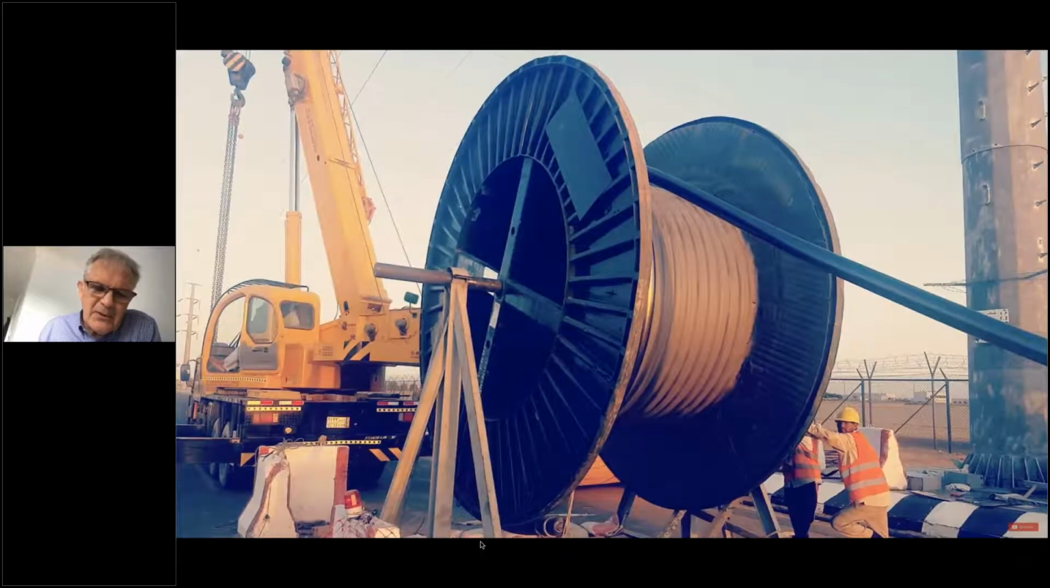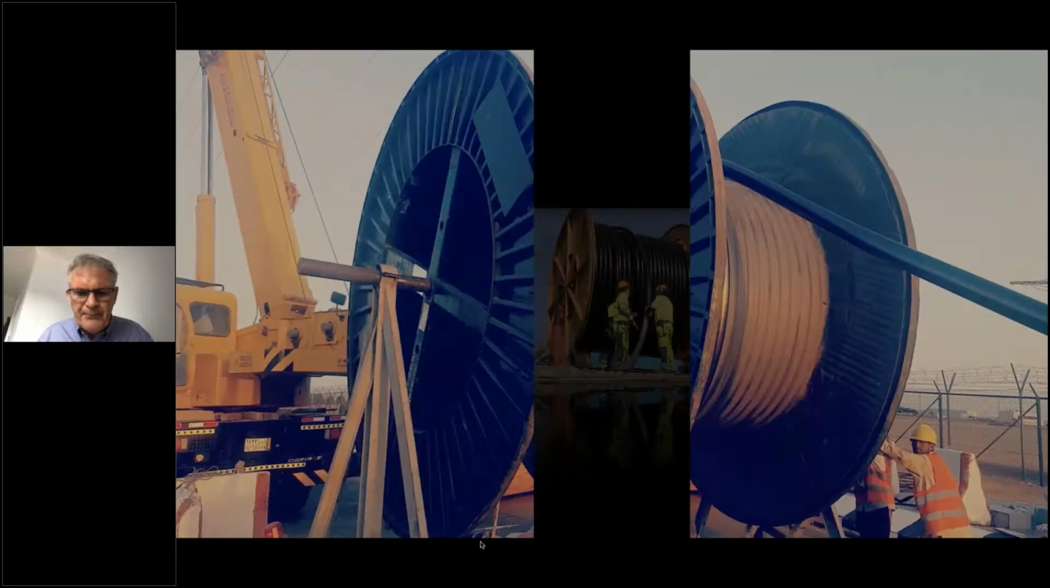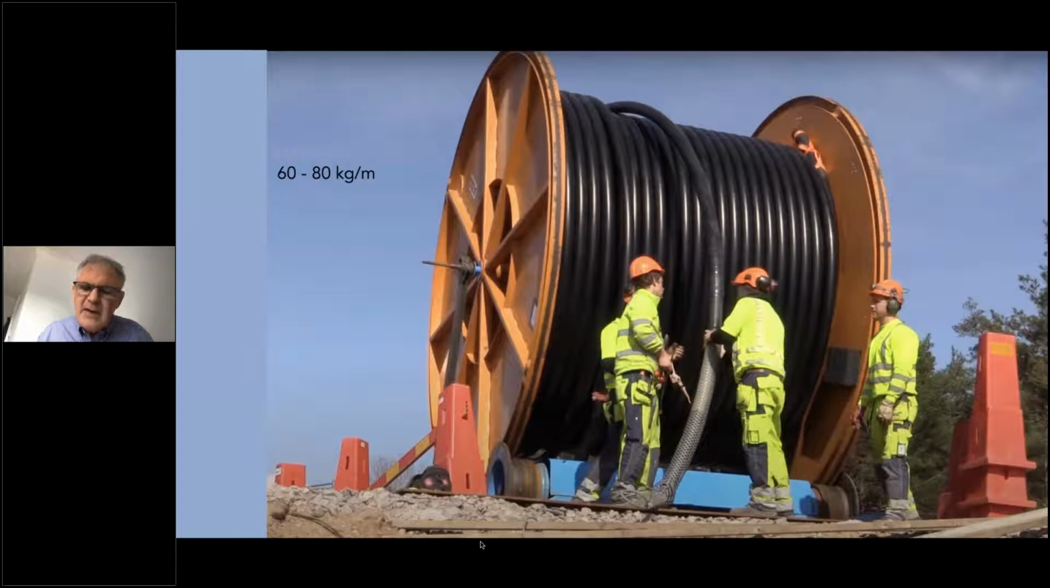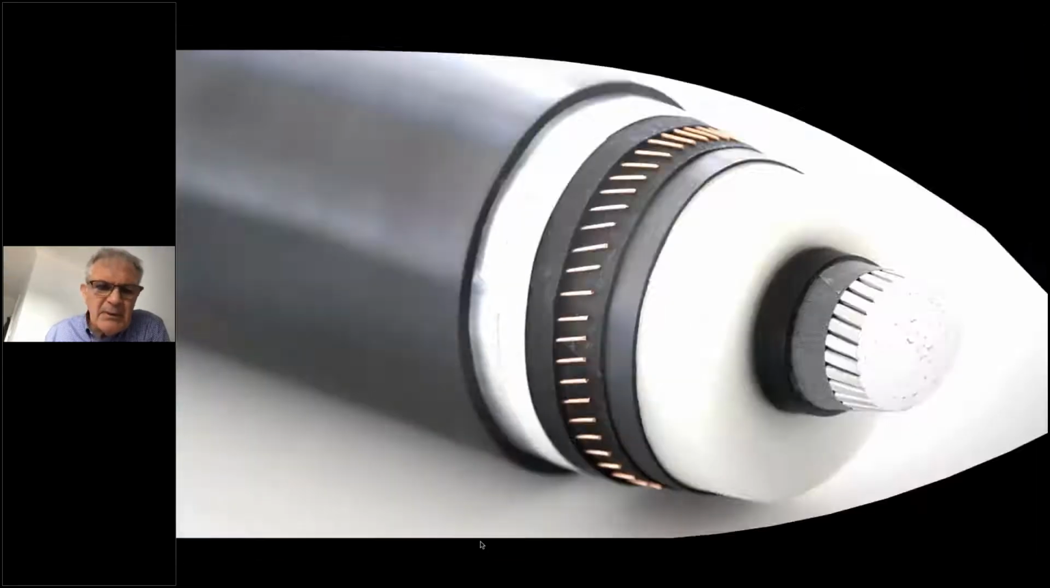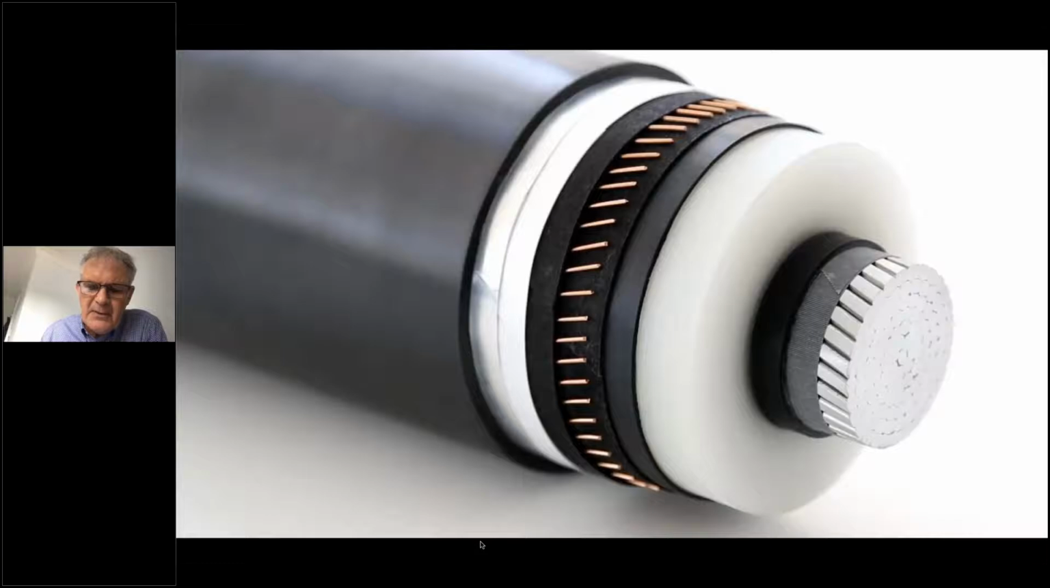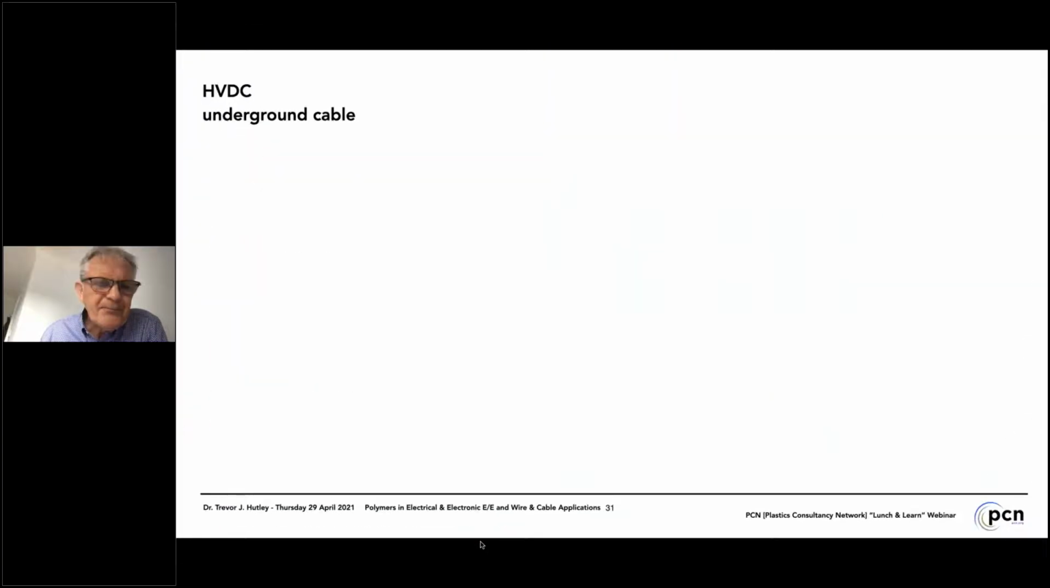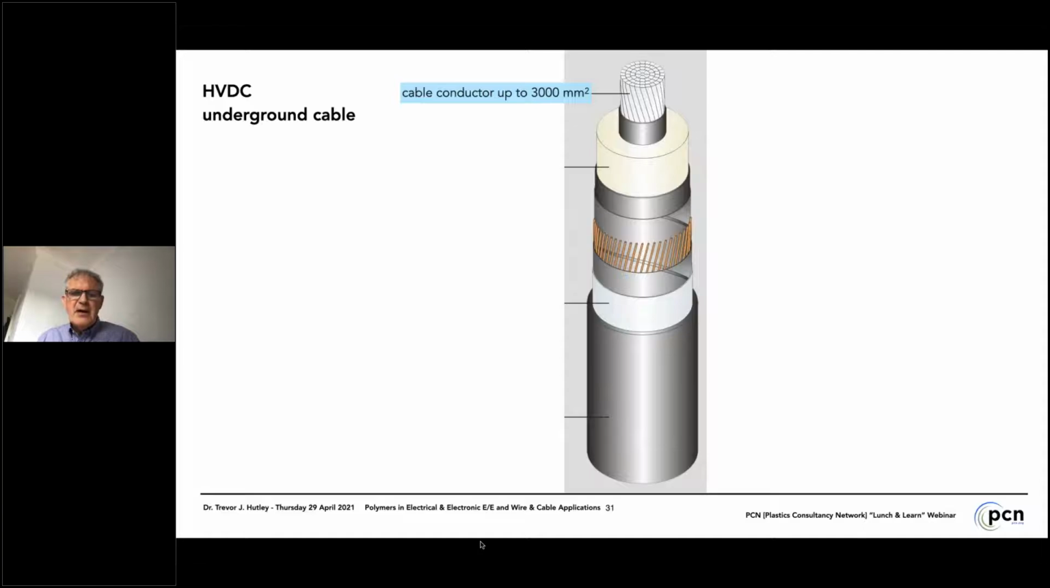But some of these as well, and some parts of the same project, are actually underground rather than undersea. And these are very large cables on very large drums and reels here. Very large, and they can weigh, of this order, 60 to 80 kilograms per meter. Very large, very heavy. But let's have a look a bit more in the detail. What do they look like inside, some of these underground cables? So we break it down. First of all, of course, we have the cable conductor, aluminium or copper, then the cross-linked polyethylene insulation.